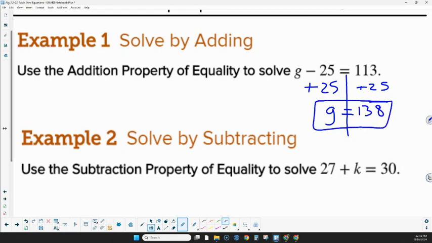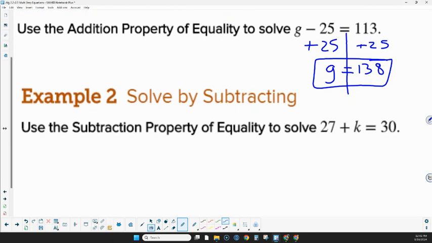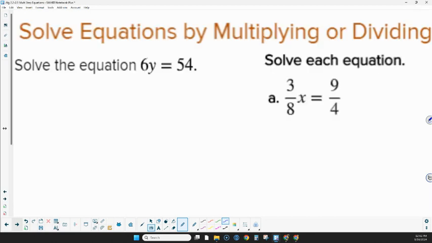So just solving for g. Same thing down here for k. Some people might want to flip that around. They feel more comfortable writing it like this. You can if you want. I'm just going to subtract 27 on both sides. And then we get k equals 30 minus 27. That's just 3. So these are just the one-step problems. Hopefully this is a review for you. Shouldn't be too difficult here.